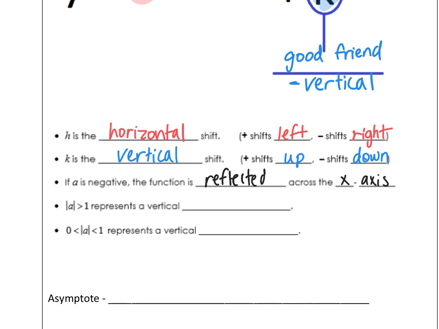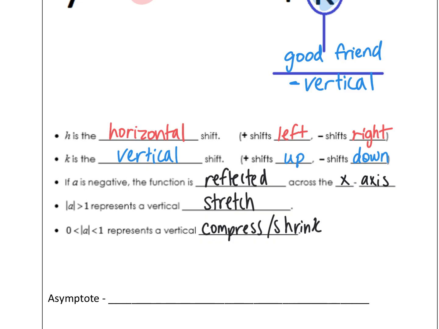Okay, and then we look at just the digit of A, right? Because the sign tells me, is it reflected? Or if it's positive, obviously it's not. But if I just look at the digit of A, that's why those absolute value bars are around it. If the digit is bigger than 1, that represents a vertical stretch. Good. And then if A is less than 1, what does that mean? Compress or shrink. Probably should know both words. Okay.